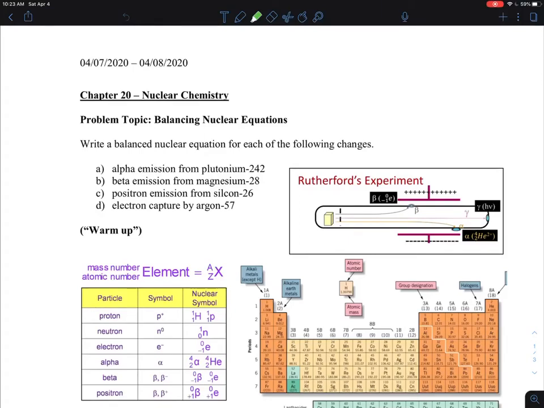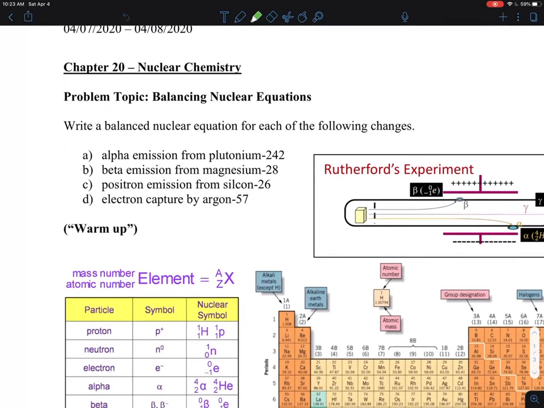Okay, how are you? I'm going to talk to you about solving problems on nuclear chemistry in Chemistry 2. The first problem is balancing nuclear equations. The problem looks like this. This is either emission of alpha or beta rays, or even positron emission and electron capture.